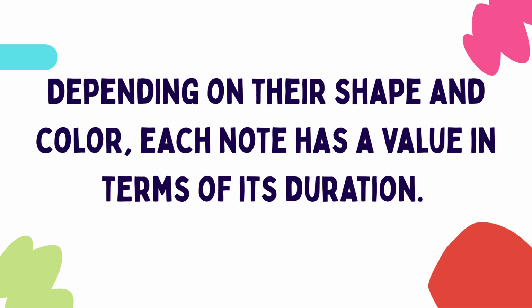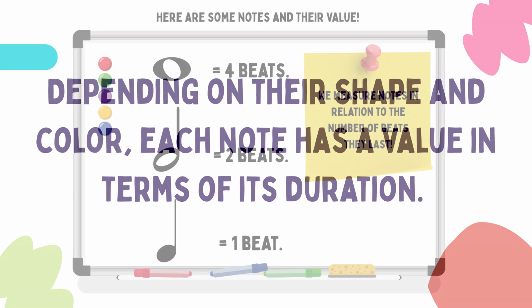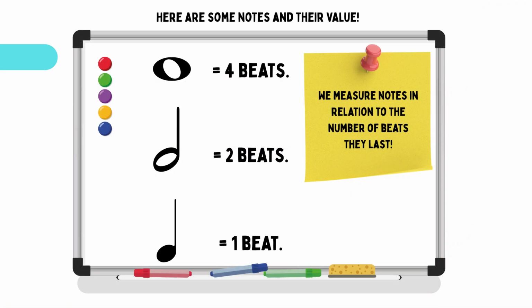Depending on their shape and color, each note has a value in terms of its duration. Here are some notes and their value. Please make a note that when we talk about value, we measure those in relation to the number of beats they last. So at the top is a whole note. This lasts for 4 beats. Below the whole note is a half note, which lasts for 2 beats. And at the bottom is a quarter note, which lasts for 1 beat.